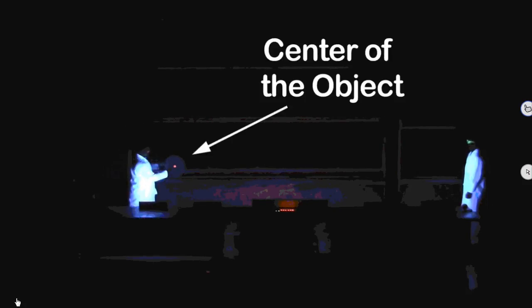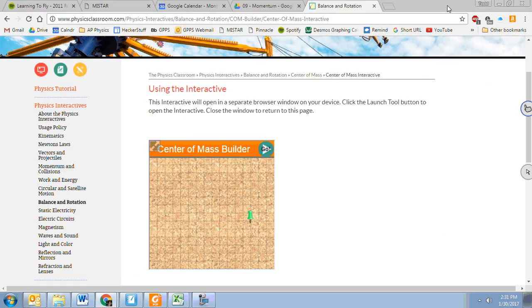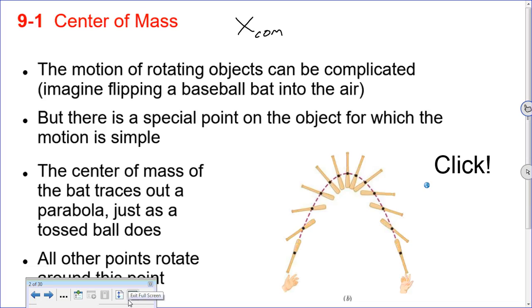So when you're treating an object, that guy seriously sucks at drawing. Okay. So anyway, the center of mass follows the parabolic path, just like you would expect it to.